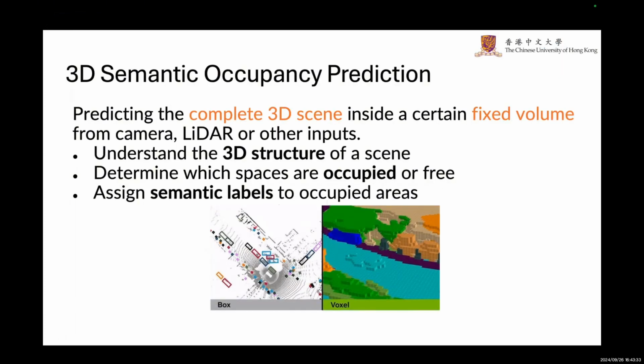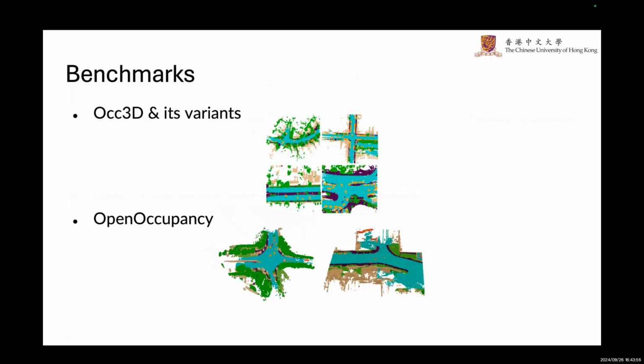Firstly, the 3D semantic occupancy prediction task is about predicting the 3D structure of a 3D scene inside a certain fixed volume. In this 3D space, we need to determine each voxel's status, occupied or free. And if a voxel is occupied, we need to predict a semantic label.